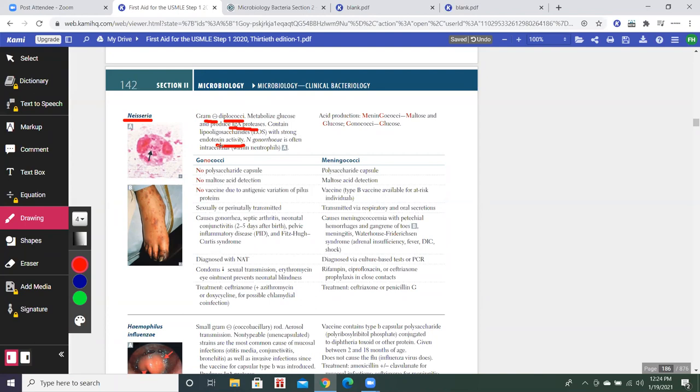So can they cause more sepsis? Yes or no? Is there a more possibility for sepsis? Can I get some feedback from you guys? Is there more possibility for sepsis to happen with Neisseria? Okay.